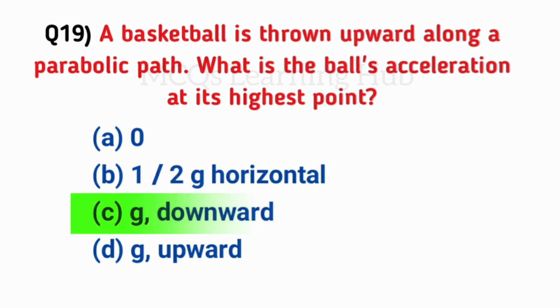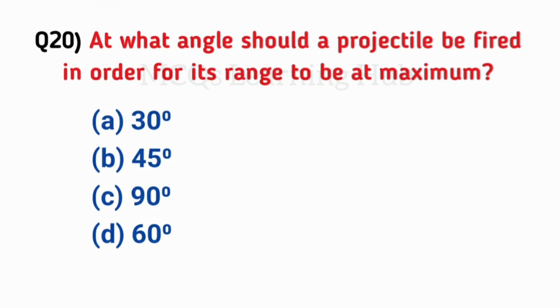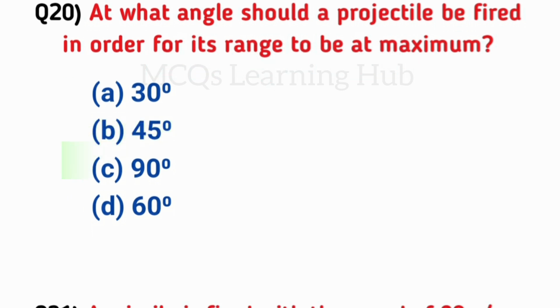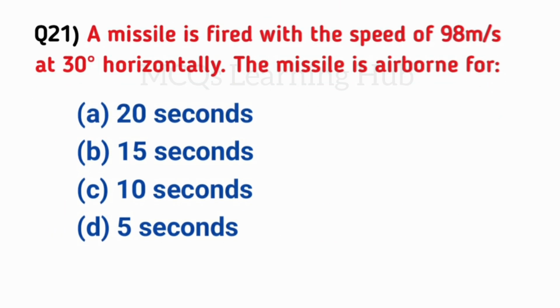Option C is correct. At what angle should a projectile be fired in order for its range to be at maximum? Option B is correct. A missile is fired with a speed of 98 meters per second at 30 degrees horizontally. The missile is airborne for.